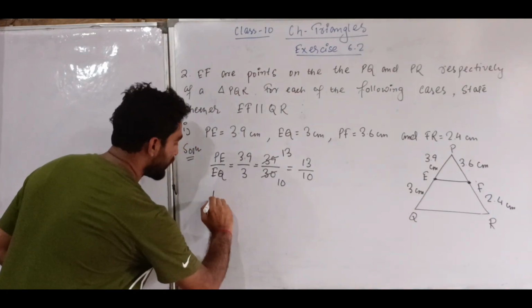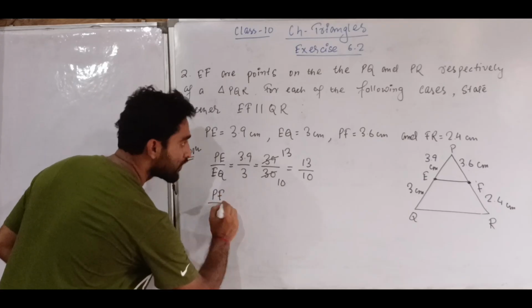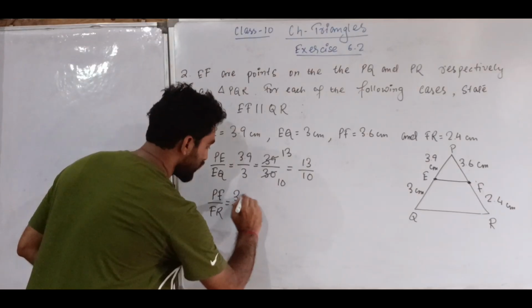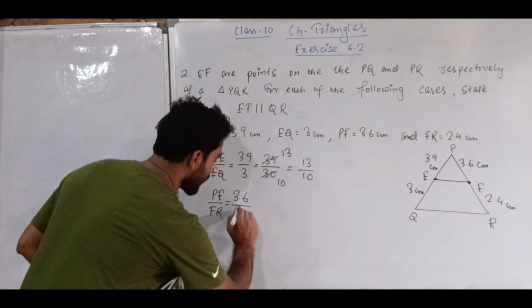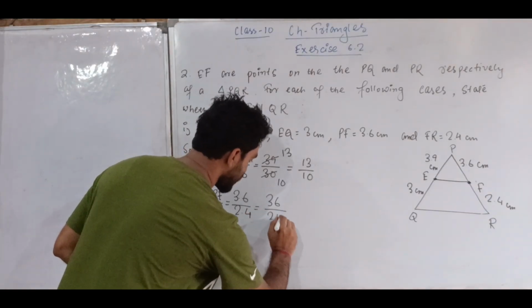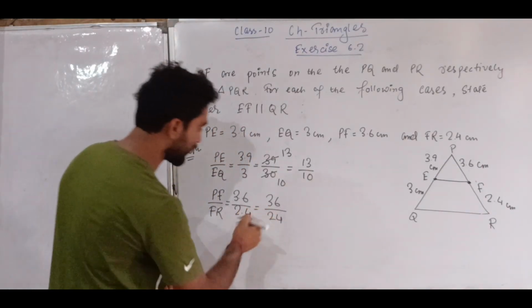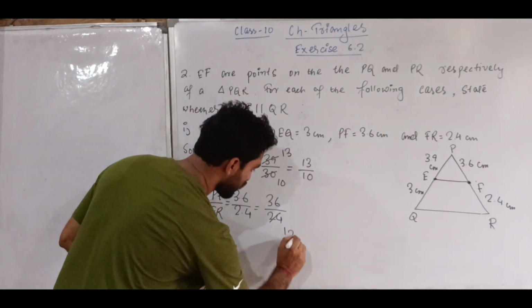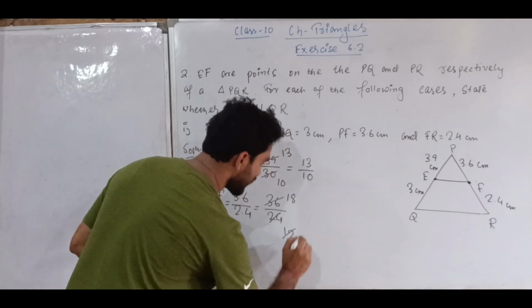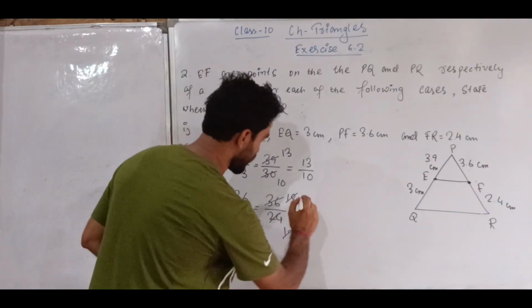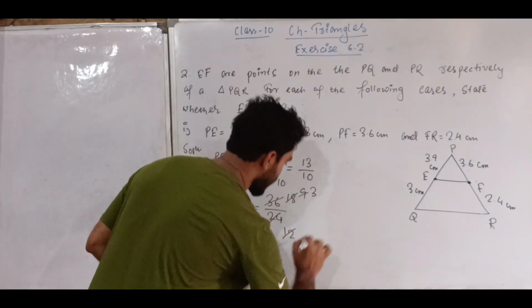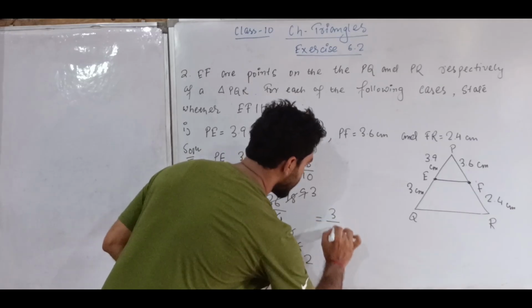Now we will divide PF divided by FR. PF given 3.6 and FR given 2.4. So if you simplify this one, 36 divided by 24. Both numbers are divisible by 2, so 18 and 12. Again if we divide by 2, this will be 9 and 6. Again divisible by 3. 3 3s are 9 and 3 2s are 6. So we will get 3 by 2.